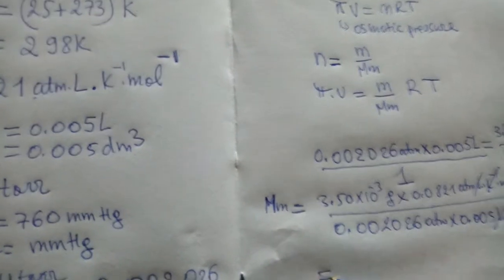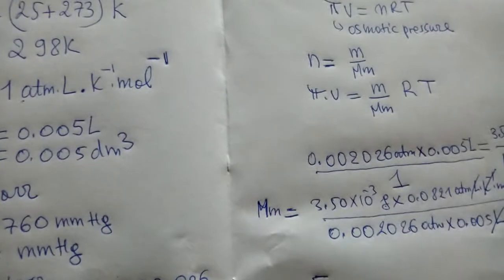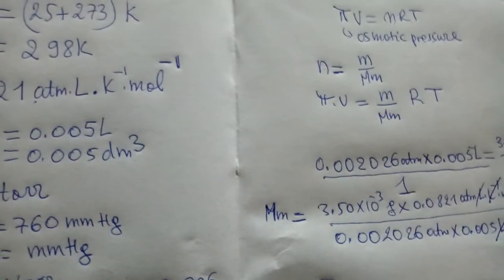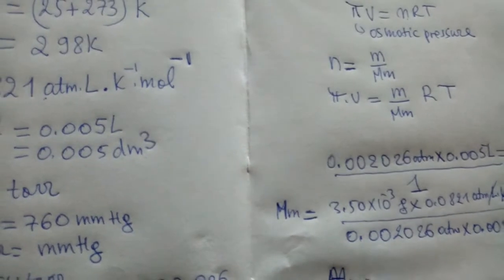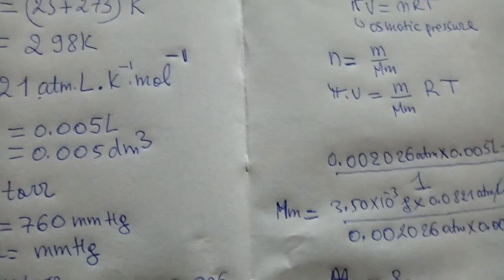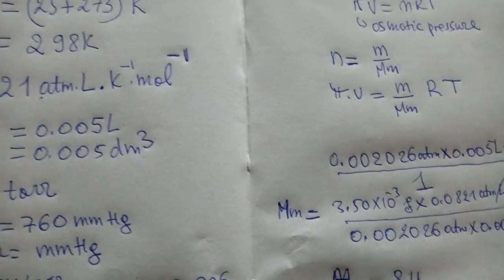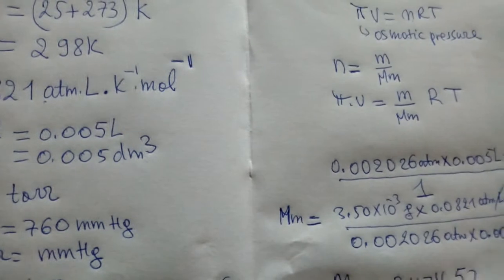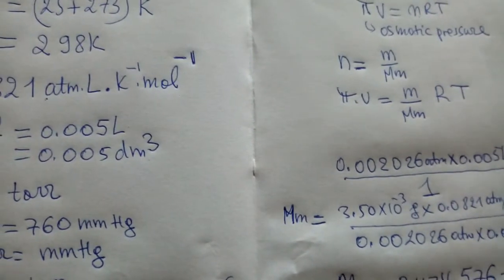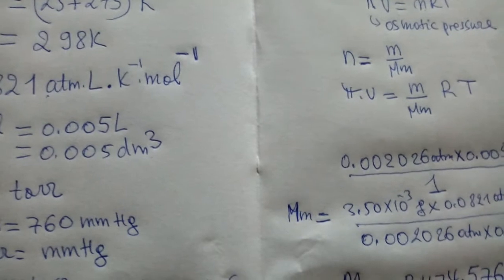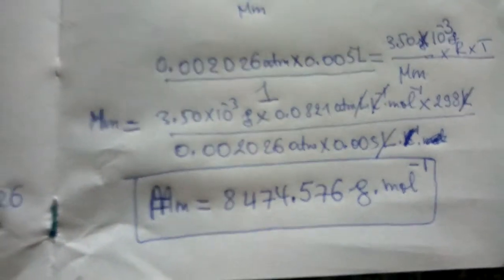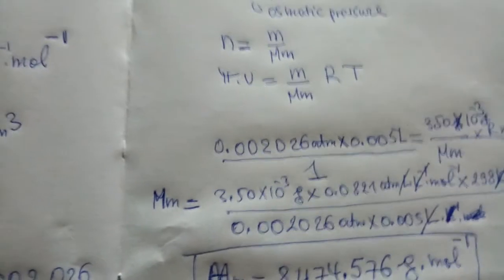By calculating using a calculator, you will find that the molar mass will be equal to 8,474.576 gram mole minus 1. This is the molar mass by using osmotic pressure and the formula of the ideal gas equation.